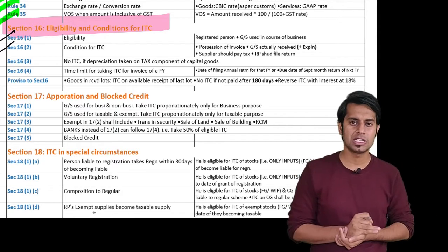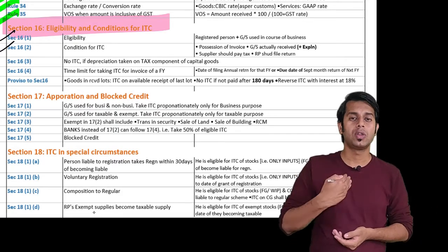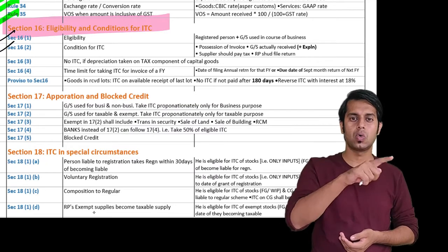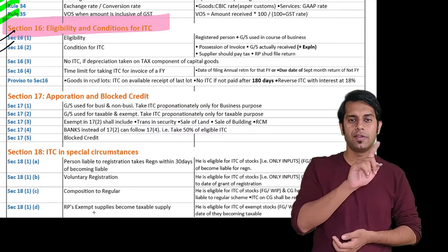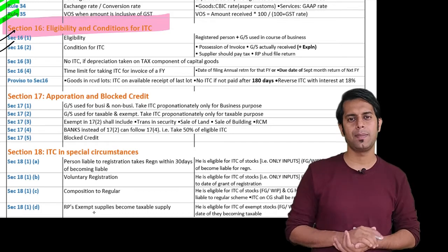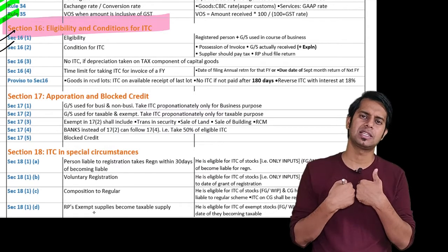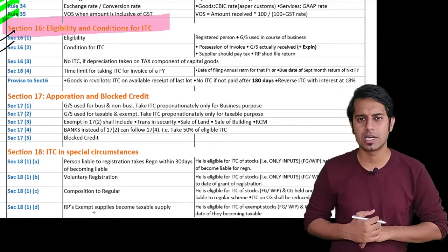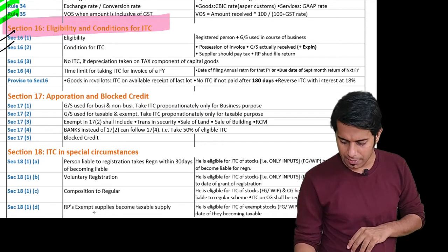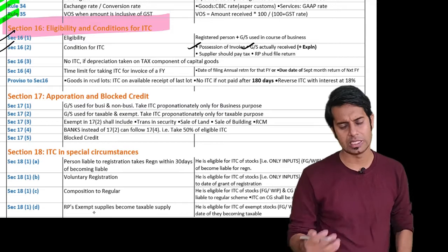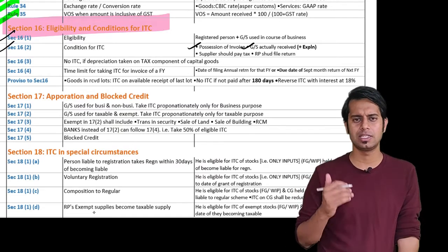However, there is an explanation which says, if on the direction of the registered person, the goods are delivered to a recipient by the supplier, then once the goods are received by the recipient, it will be deemed that the registered person has received those goods. It applies to both goods or services. It will be deemed that the recipient has received the goods or services.